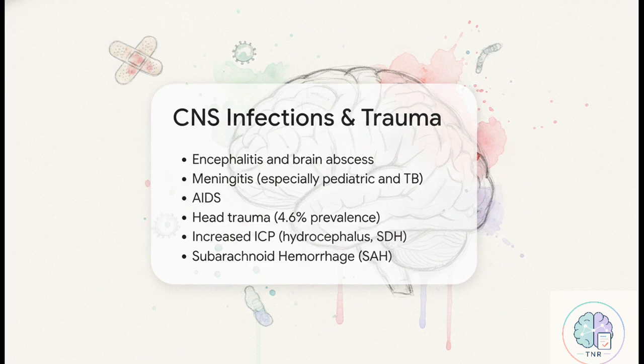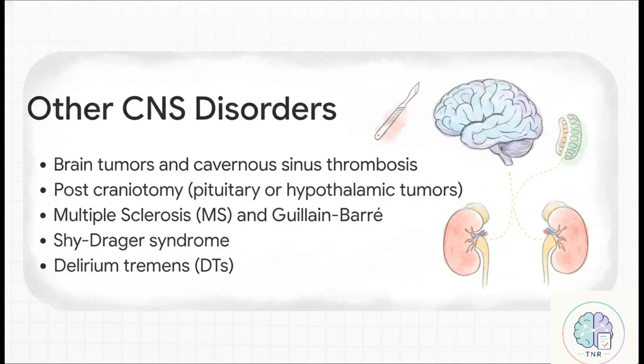Essentially, any increase in intracranial pressure, whether it's from hydrocephalus, a subdural hematoma, or a subarachnoid hemorrhage, can irritate the system right into overdrive. And it doesn't stop at infections and trauma. Structural CNS issues and neurodegenerative diseases are really well-documented etiologies. Brain tumors, cavernous sinus thrombosis, and remarkably, the postoperative state following a craniotomy are major triggers, especially if that surgery involved the pituitary or hypothalamus. We'd also see SIAD pop up in multiple sclerosis, Guillain-Barré, Shy-Drager syndrome, and even severe alcohol withdrawal known as delirium tremens. The brain-kidney connection is just incredibly delicate.